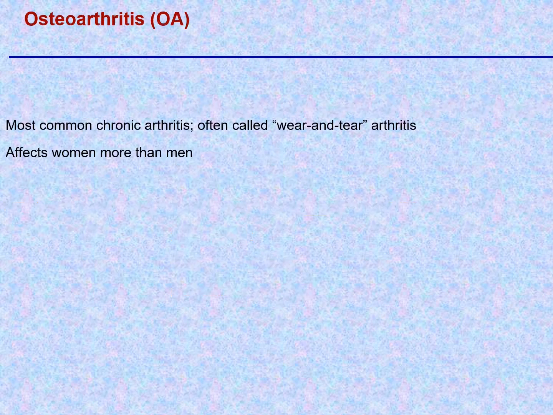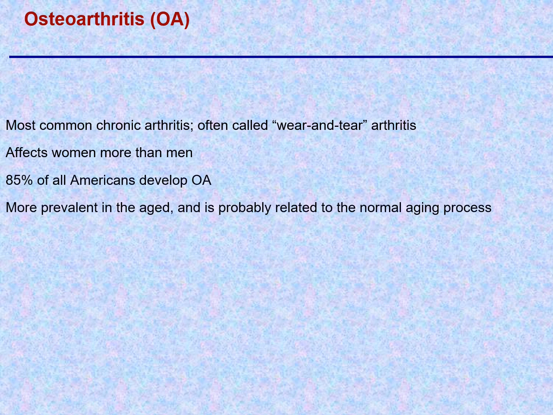In terms of osteoarthritis, as I said, it's the most common type of chronic arthritis. Affects more women than men, can be in more than one joint, and with aging it certainly contributes to loss of the freedom of movement, and people slow down. A lot of it is because of the pain that they feel in their joints.